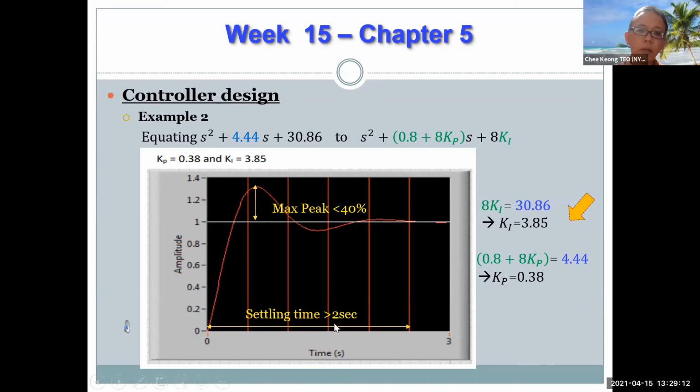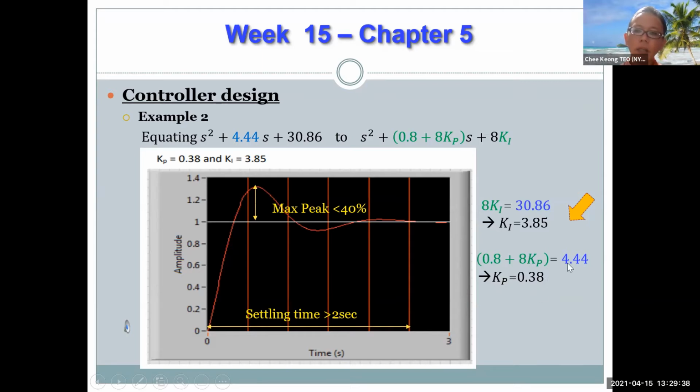Okay, so I took out the denominator for the generic equation and the denominator for the closed loop transfer function. Basically we need to compare this term to derive Kp, and compare this term with this term to derive Ki. So the comparison is made here. You realize that Ki is 3.85, and if you compare the S term, you realize that Kp is 0.38.